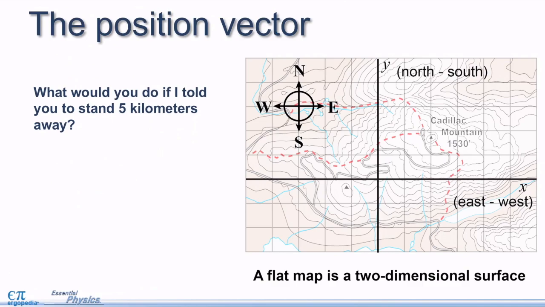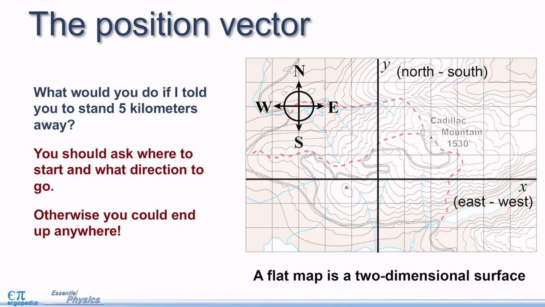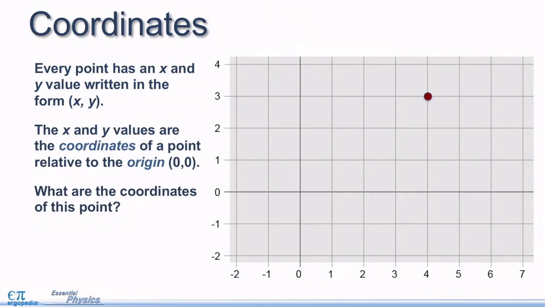So if I told you from this starting point, I want you to stand 5 kilometers away, you could do that in a number of different ways, right? You would probably ask, well, which direction? Do you want me to go 5 kilometers north? Do you want me 5 kilometers east? Where am I supposed to go? That's why every position coordinate is written with an x and a y value. All of these values are related to the origin. So they are relative to the origin, and that's just 0, 0.